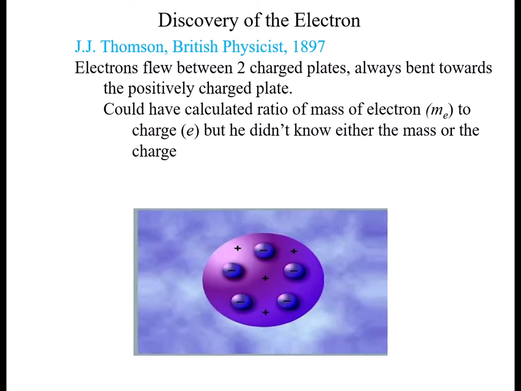And the way that the electron was discovered was J.J. Thomson in 1897, so just over 100 years ago. Chemistry has made leaps and bounds in the last 100 years. He's a British physicist, and he basically took electrons between two charged plates, and they always went towards the positive plate. And so he was able to calculate the ratio of the mass of the electron to the charge, but he didn't know either the mass or the charge.